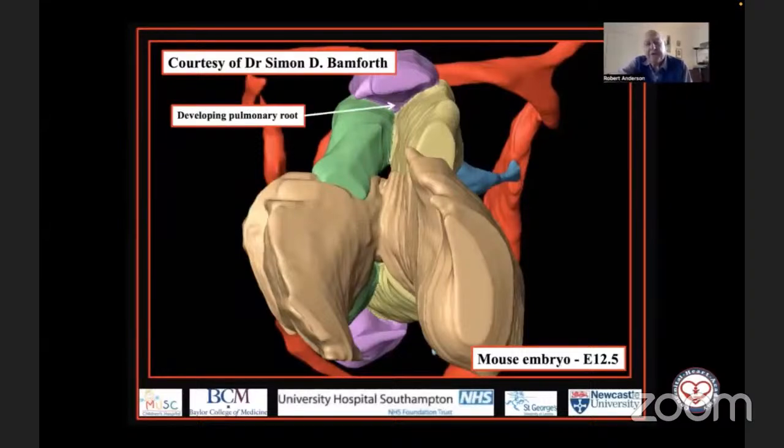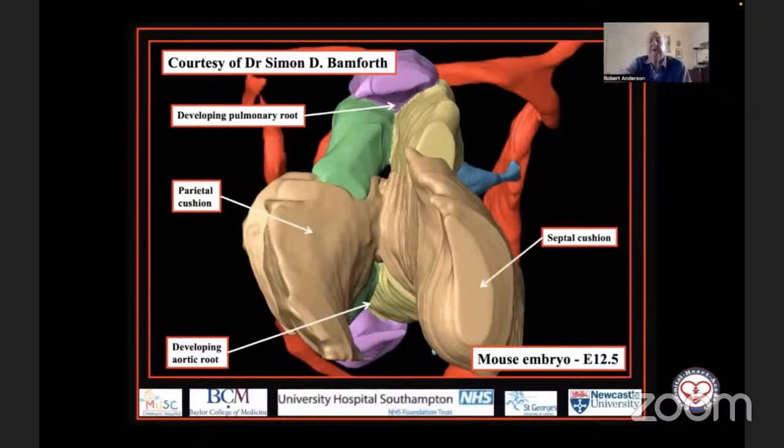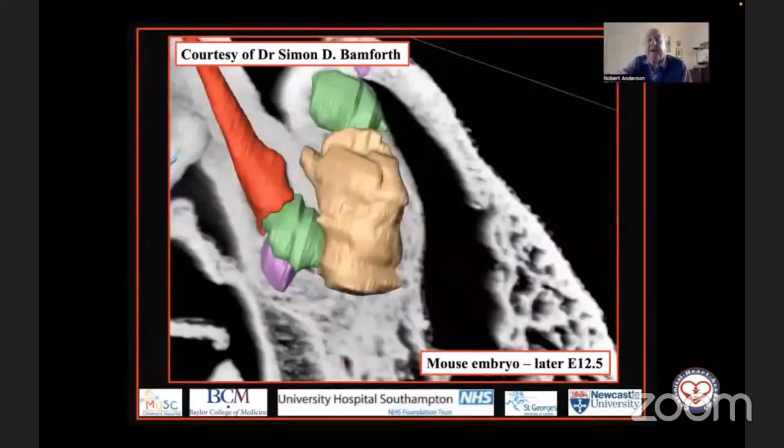So Simon has reconstructed from a data set the pulmonary root, the aortic root, and in brown, you can see those cushions. One is parietally located, the other is septally located, and at this stage, they have only fused distally. But as they complete their fusion, they are going to build a tunnel. And now you see the shell of that tunnel within the cavity of the developing right ventricle.